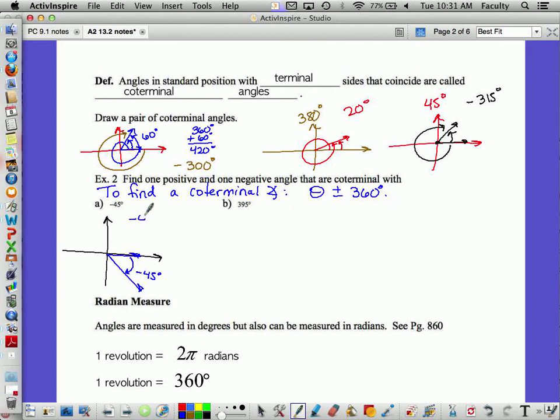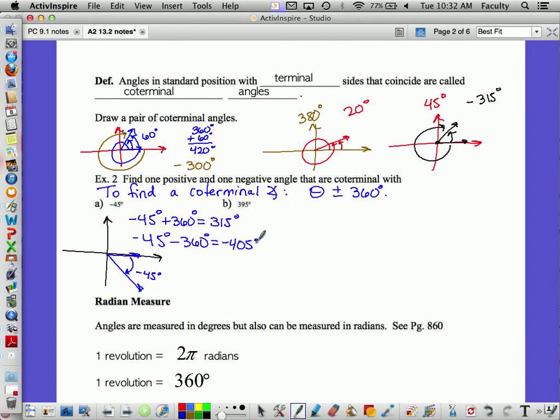So what I can do, I can add 360 degrees. That's 315. Now that's a positive angle. We need a negative angle, so let's now subtract 360. And I got negative 405. Now, I'm not saying that you take your angle and add 360, and then take your angle and subtract 360, that you do one of each time. I'm saying to get another coterminal angle, adding 360 produces one, or subtracting.